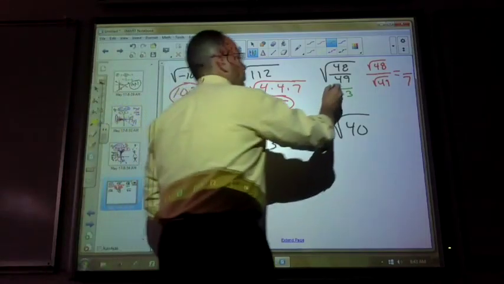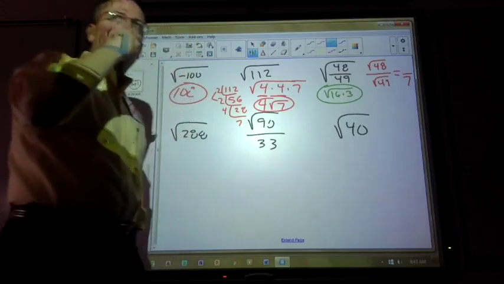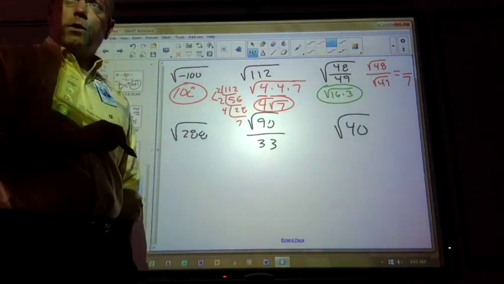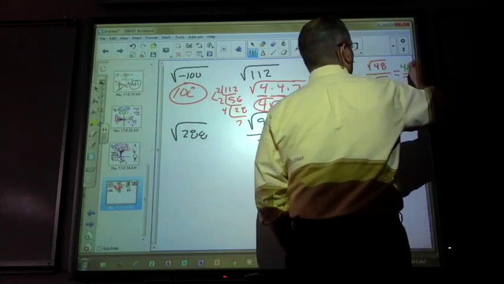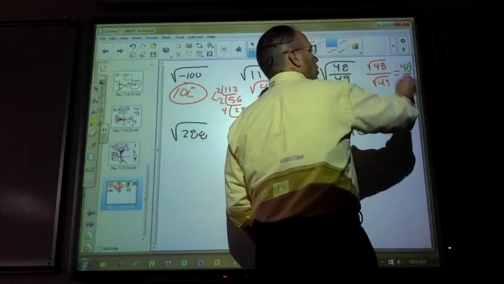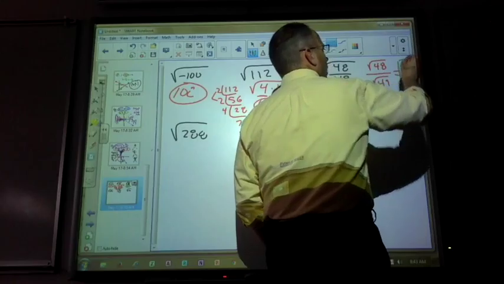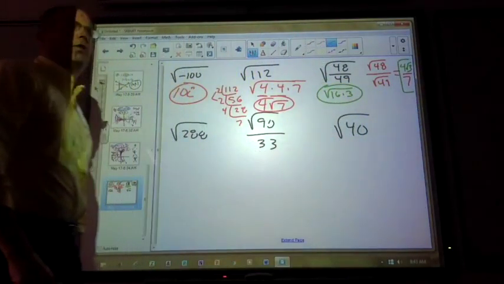Okay, what does this break down to then? 4 square root 3, with the 3 on top, all over 7. Check to see if the 4 and 7 reduce. They're both outside. They don't. So that's my answer: 4 root 3 all over 7.